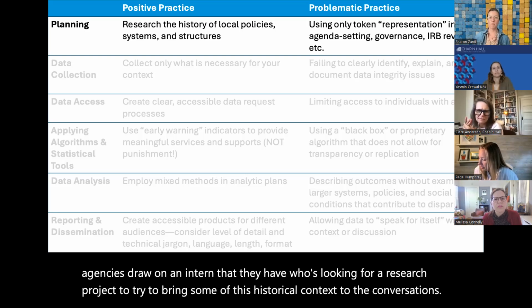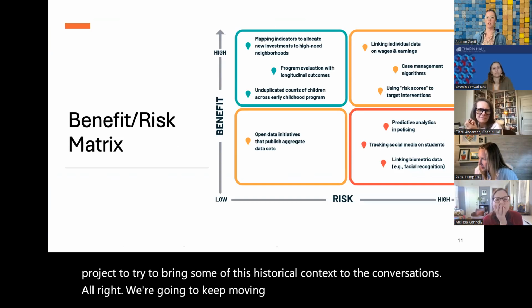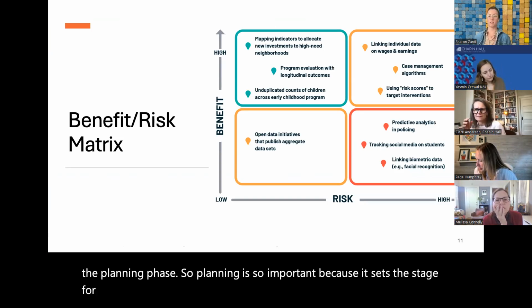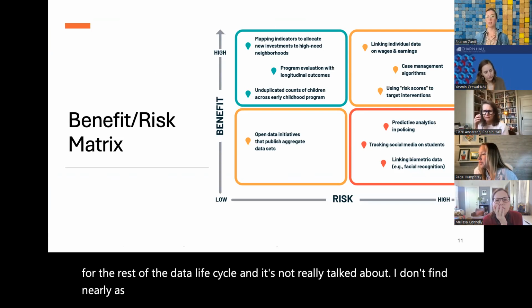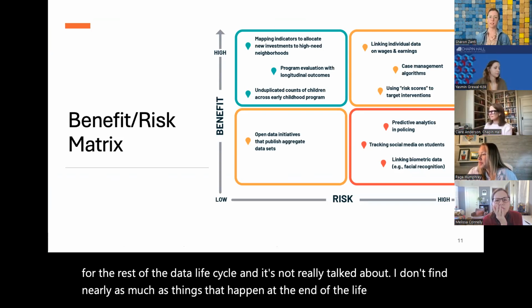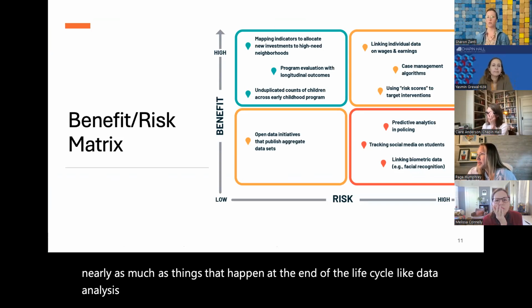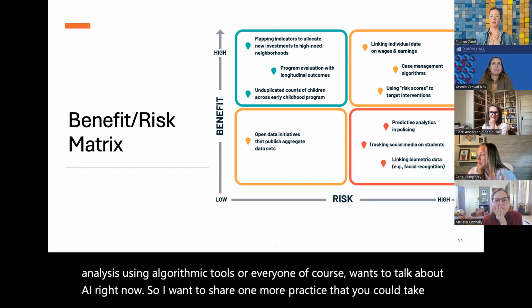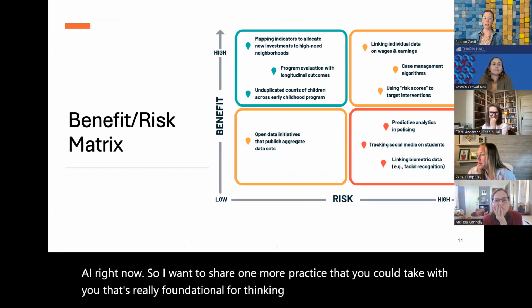All right, we're going to keep moving. I want to cover one more thing for the planning phase. Planning is so important because it sets the stage for the rest of the data lifecycle. And I don't find it's talked about nearly as much as things that happen at the end of the lifecycle, like data analysis or using algorithmic tools, or, of course, everyone wants to talk about AI right now. So I want to share one more practice that you could take with you that's really foundational for thinking about equity and data use.